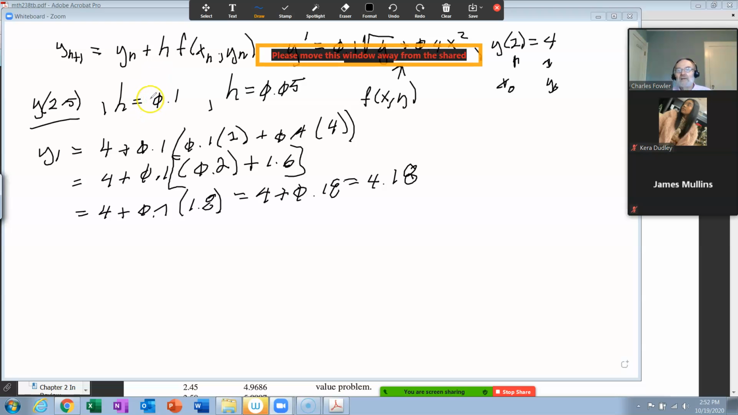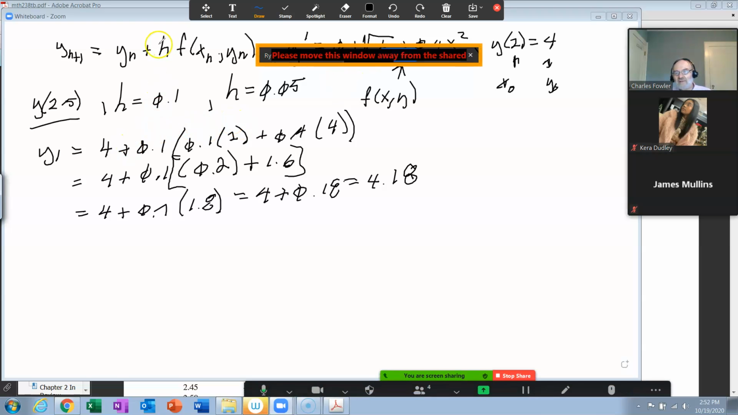Now, we're first going to use a step size of 0.1, which is sort of a large step size. It doesn't sound like it, but it is. Then we're going to do 0.05. This will take us 5 steps to get there. This will take us 10 steps. Remember, that is your f of x, y.